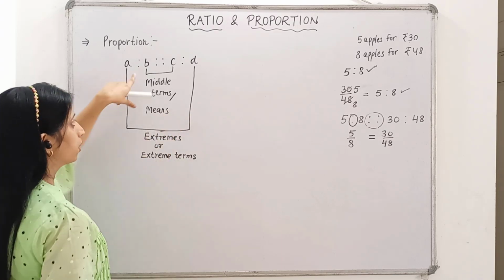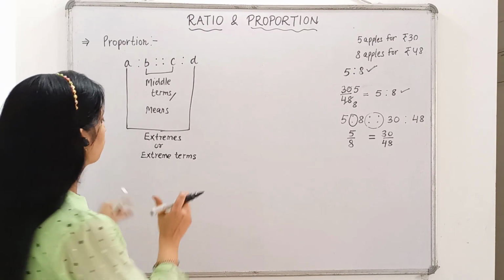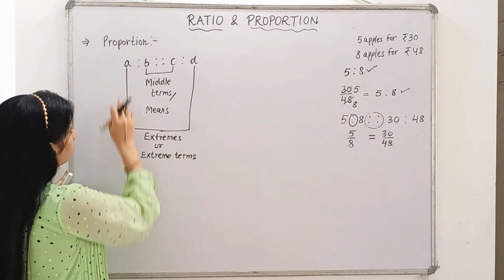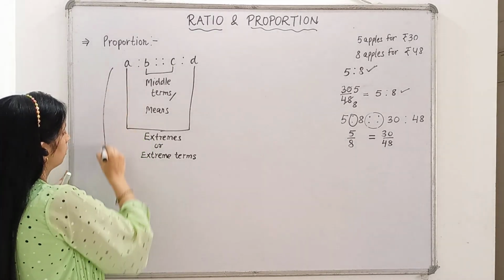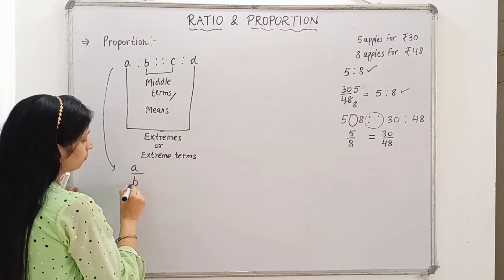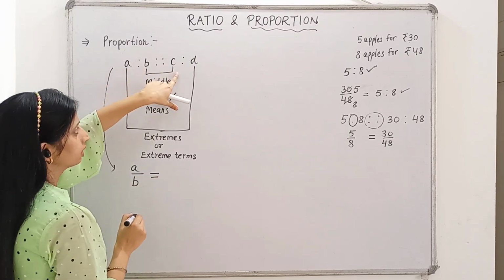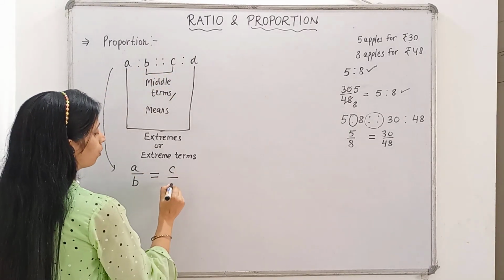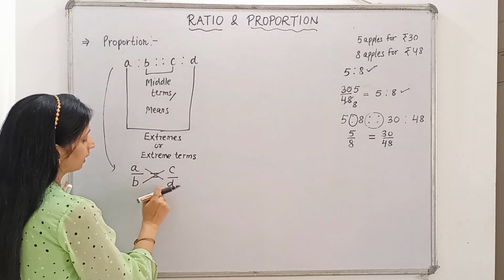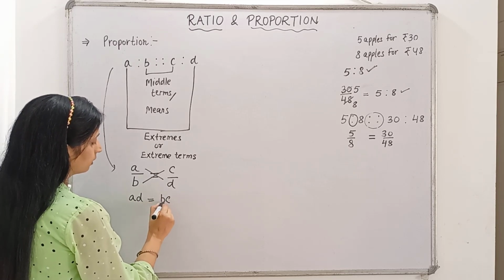Now, how to find out that two ratios are in proportion? For that, you have to use one formula. What is the formula? This A:B, we will find out from this only. A:B means A upon B. And for this, we can use the symbol of equal to. C:D means C upon D. Now, we will cross multiply. We will get AD is equal to BC.